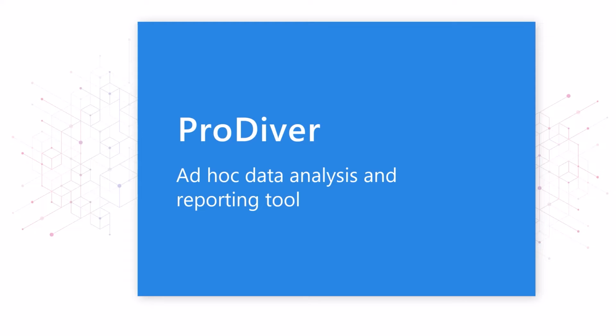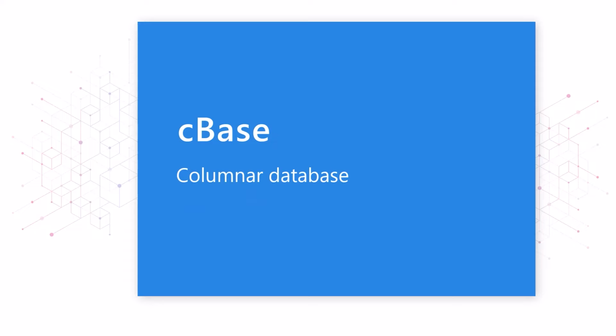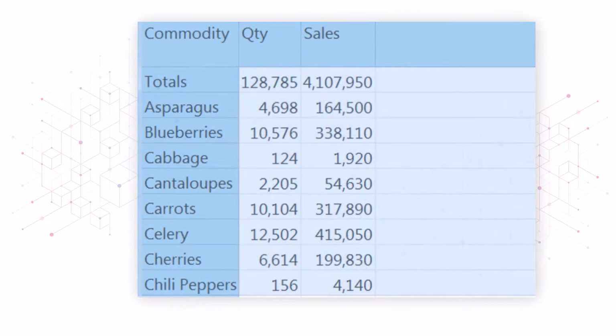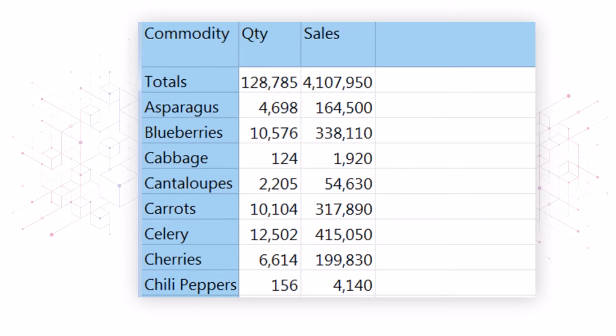It allows you to retrieve and work with information in a special type of database called a columnar database, or cBase. The process of retrieving information from a cBase is called diving. In this demonstration, we'll use ProDiver to perform dives in a cBase that contains information on the sales of produce.